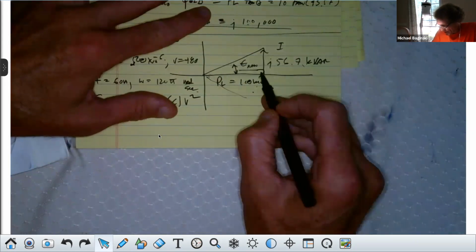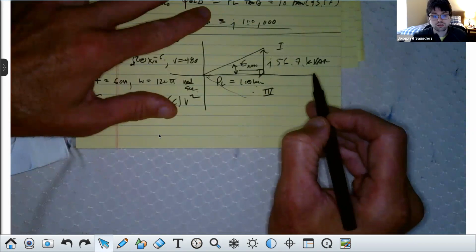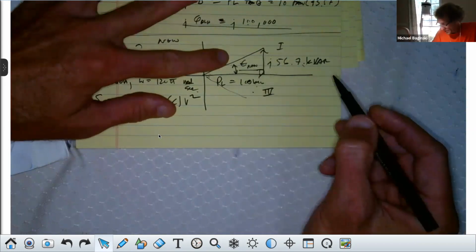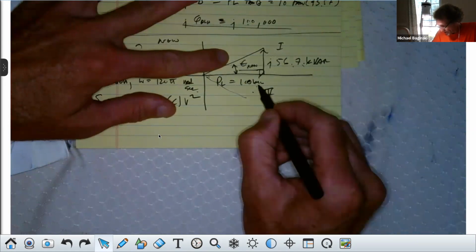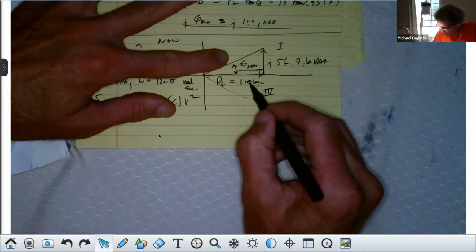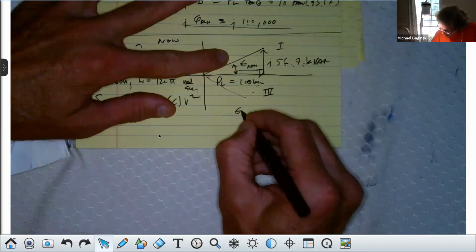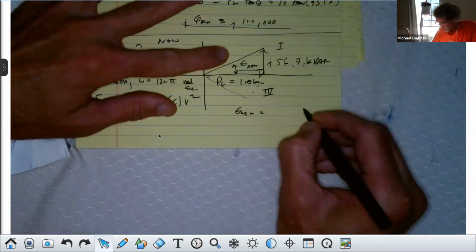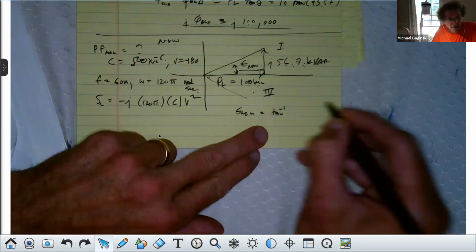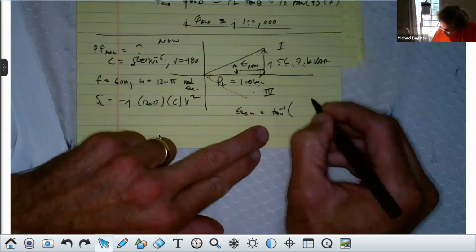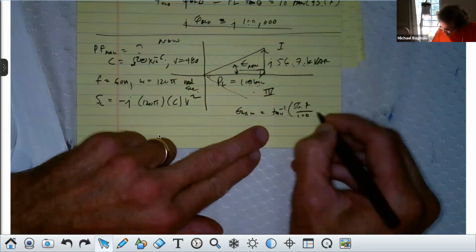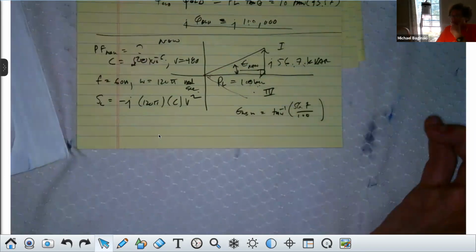That's a right triangle, right? Tangent: opposite over adjacent is tangent of that angle. So if I want the angle, I would take the inverse tangent of that over that. So theta new, let's do it together, would be equal to tan minus 1, the inverse tangent of 56.7 divided by 100, because I'm just using the k's as 10 to the third here.